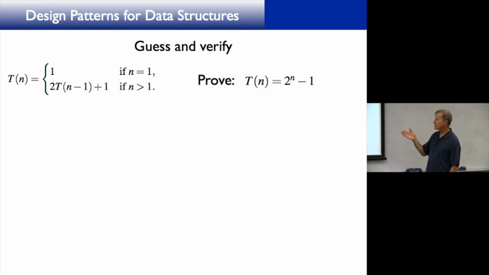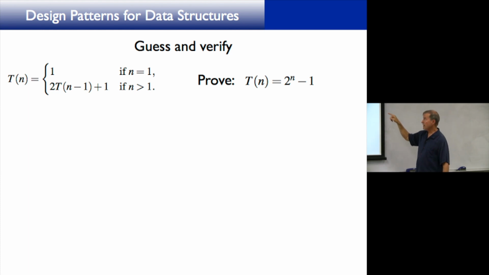The first one is, let's suppose we have an algorithm with a recurrence of T of n equals 1 if n equals 1, and 2T of n minus 1, plus 1 if n is greater than 1. Do you see that the one on the left defines T of n in terms of what? In terms of itself. That's what makes it a recurrence relation.